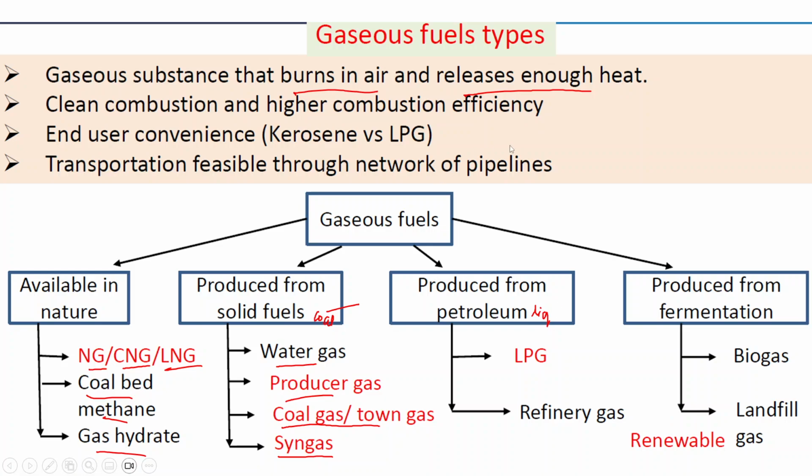Then some of the gaseous fuels are produced from petroleum, which is the liquid fuel we studied last week. The gaseous fuels produced from petroleum are LPG and refinery gas. And some gaseous fuels are also produced from fermentation, basically from bio waste. Bio waste means biomass, that is the rejects from animals such as cow dung, etc. Biogas is produced, landfill gas is produced. So we will be talking about all of these in detail today.